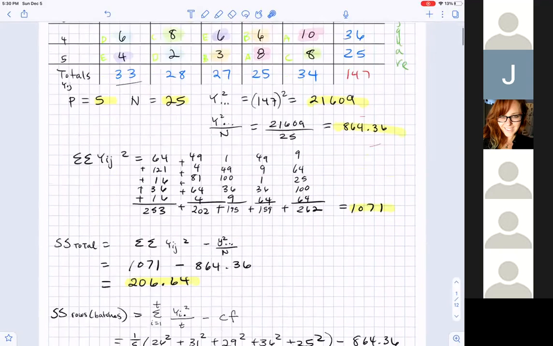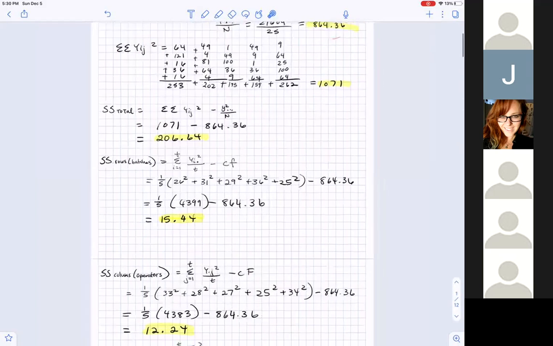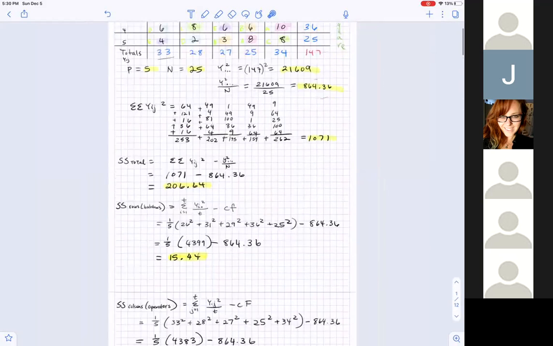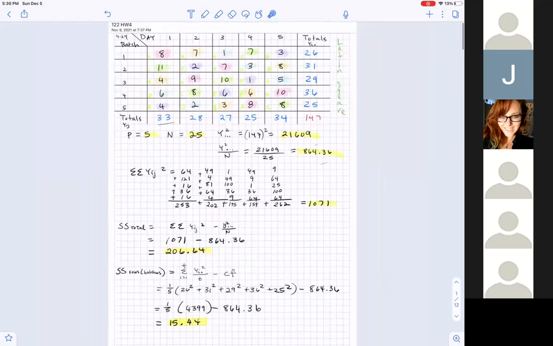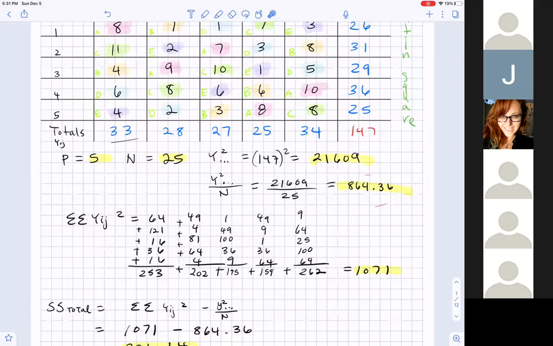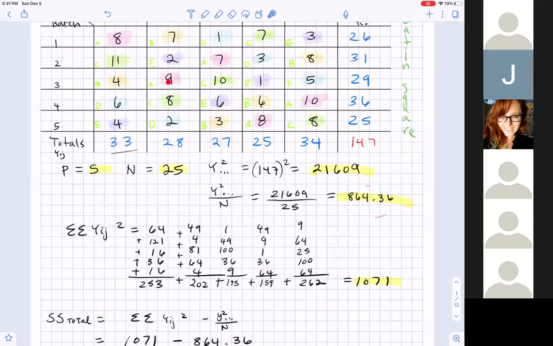So in the Latin square design, let me zoom out just a little bit. You have SS rows, SS columns, but you also have SS treatment. And in the Latin square design, your treatment is denoted by the letters A, B, C, D, E, or F, or however many there are. So what that means is you have to go back and add up all your A's.